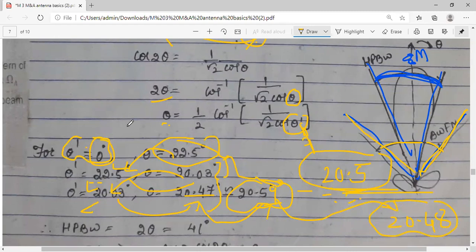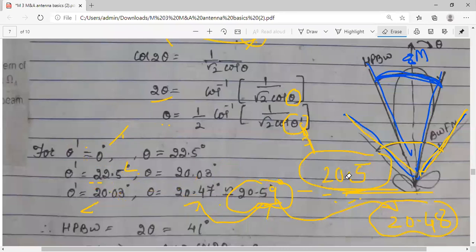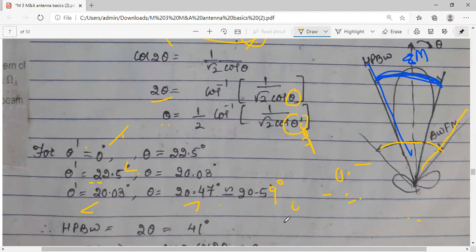When you started with 0, you got 22.5. From 22.5 you got 20. From 20 you got 20.5.48 something. So if you continue this process for a little more, another 2 or 3 values, you will get one almost equal steady value, that is approximately 20.5. So I will stop here itself. So this I will take it as my theta.